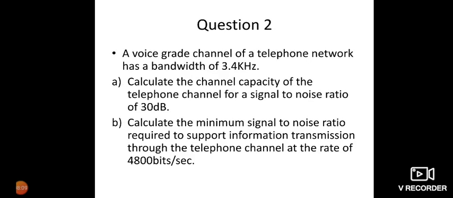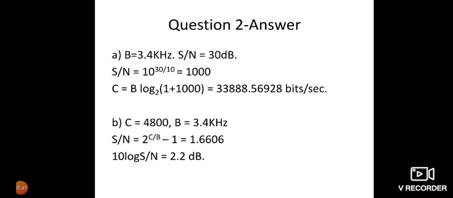So the next question. A voice grade channel of a telephone network has a bandwidth of 3.4 kilohertz. So here given as B equal to 3.4 kilohertz. Calculate the channel capacity when the signal to noise ratio is 30 dB. So again the signal to noise ratio is given in dB. So you want to find that signal to noise ratio in watts. Okay. Then S by N is given, B is given. You can easily find out channel capacity, C. So we will see that.